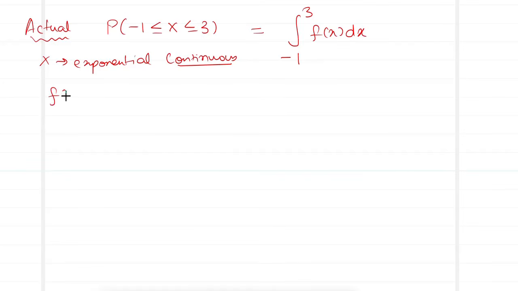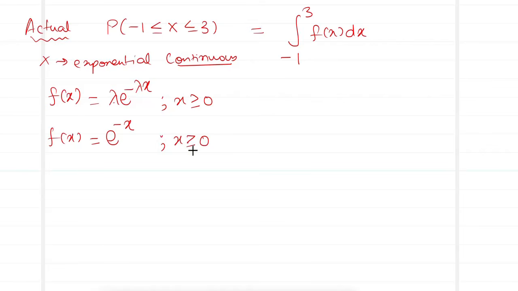What do we know about exponential function f of x? It is lambda e power minus lambda x, valid for x greater than or equal to 0. We have been told lambda is 1. So this takes e to the power of minus 1 times x, so minus x, for x greater than or equal to 0. We will have to be cautious that the exponential function starts only at 0. But what is required over here? It is from minus 1 to 3.